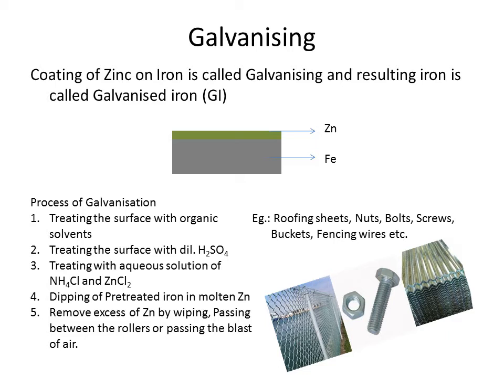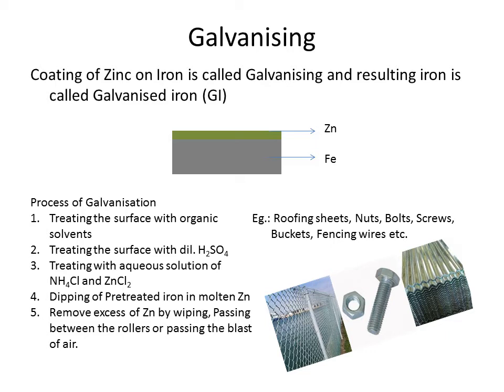The iron sheet which you want to protect from undergoing corrosion first has to be pre-treated. Pre-treated means first the surface of the iron should be treated with an organic solvent. By doing so, whatever organic impurities are present on the surface of that iron, for example, if any oil or grease content is there, it will be completely removed.